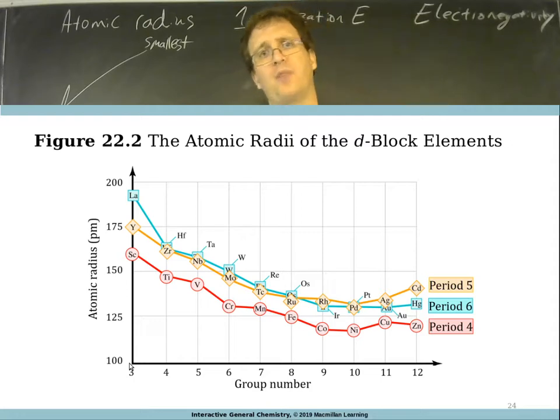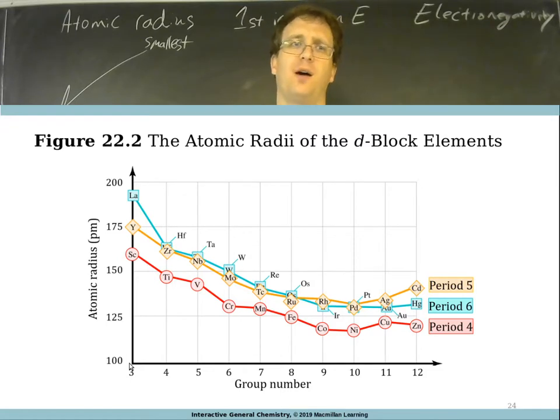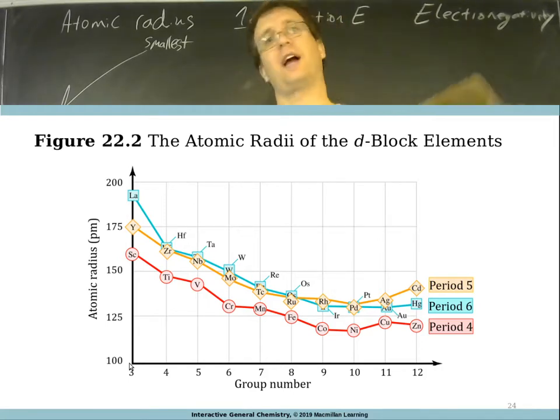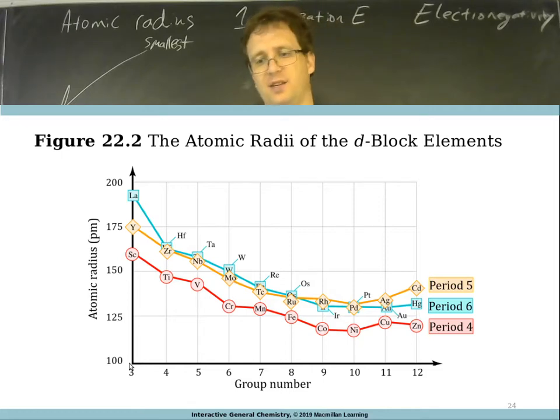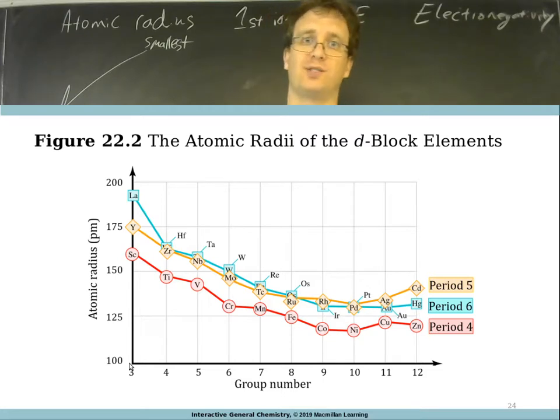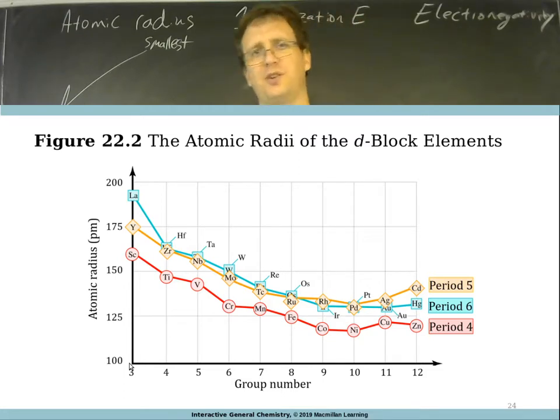And that's because row 6 has an f block, and that f block is going to sort of lead to a greater amount of contraction than row 5, which doesn't have the f block. In other words, by the time you get to the first element in the 6th row, you've already added 14 extra protons and 14 poorly shielding electrons, and you're going to have a much greater effective nuclear charge that's going to contract the 6th row to be basically about the same size as the 5th row.